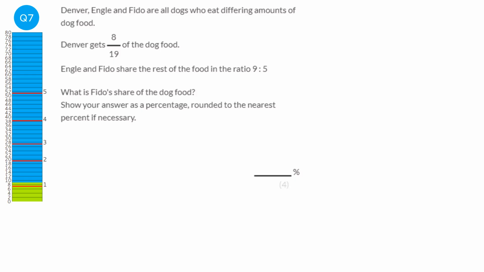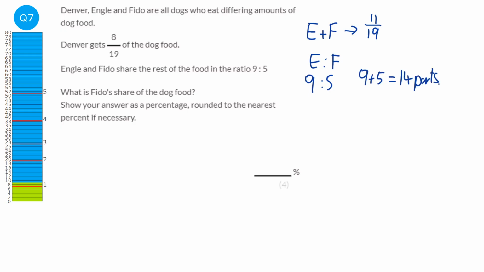The first piece of information I'm going to focus on is the fact Denver gets 8/19. That means that Engel and Fido together must get 11/19 because they have to add up to 1. So we're only looking at 11/19. I'm going to focus on the ratio next of Engel to Fido. So it's 9 to 5. And let's have a look and see, well, first of all, how many parts there are altogether. So 9 plus 5, which is 14 parts.